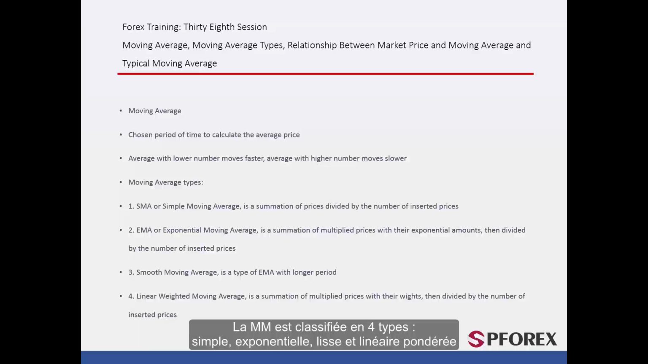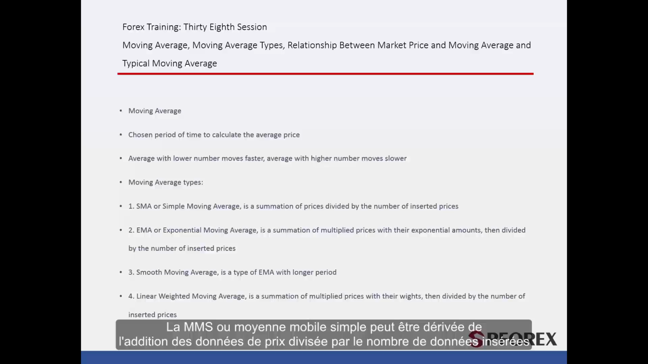MA is classified into four types: simple, exponential, smooth, and linear weighted moving average. SMA, or simple moving average, can be derived from the summation of price data divided by the number of data inserted.